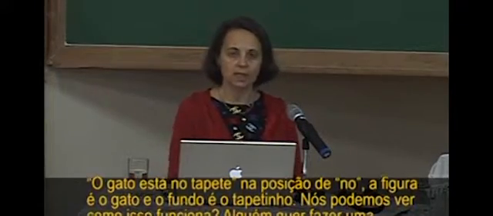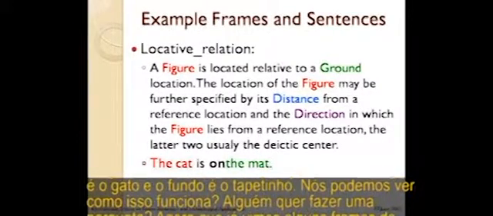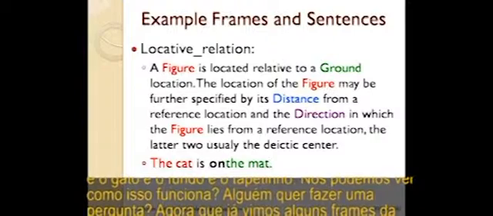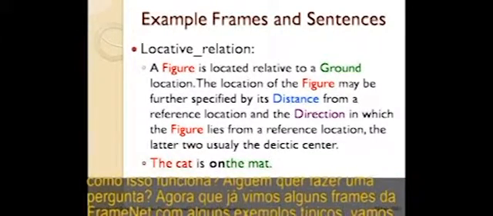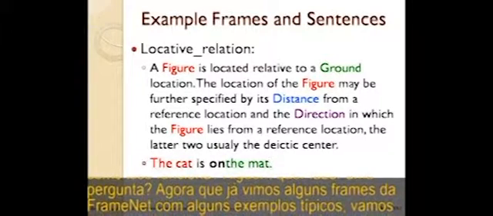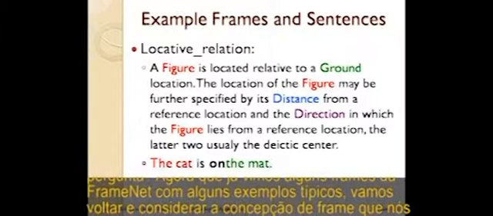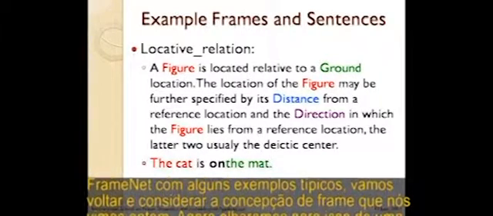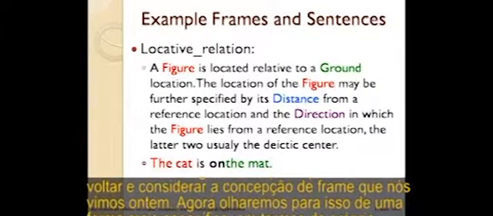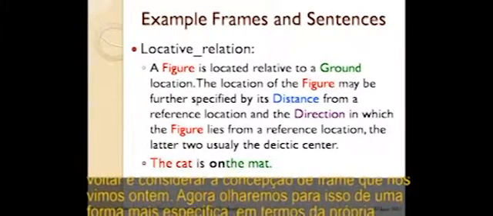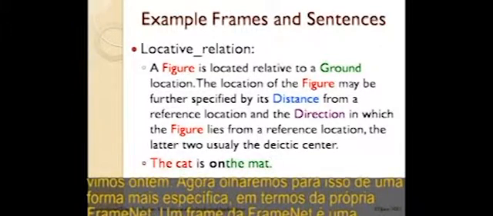Our simple example sentence, just to illustrate this frame, is the cat is on the mat. The word under consideration is the preposition on. The figure is the cat, and the ground is the mat. Does everyone see how that works? Okay. So, is there a question?